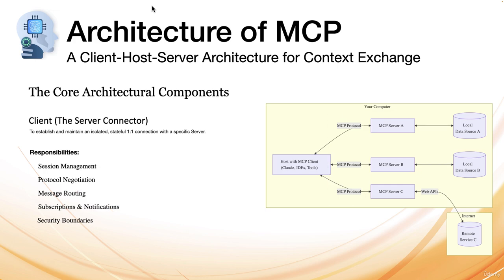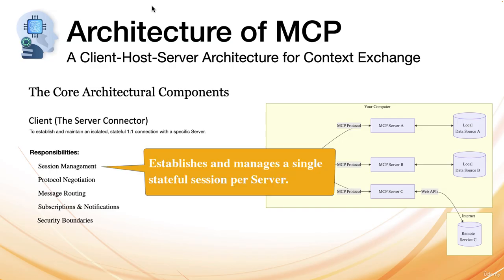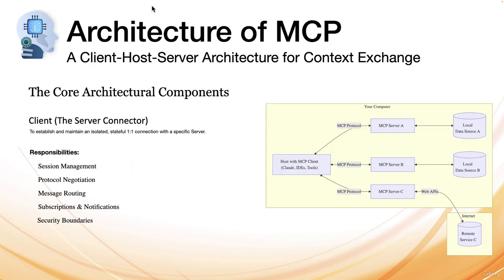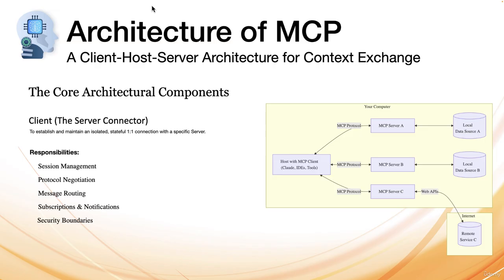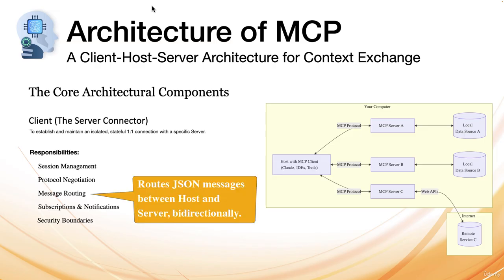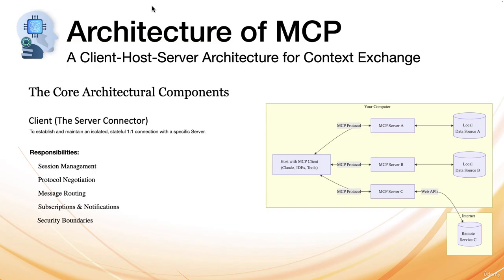What are its responsibilities? Some of the responsibilities of a client in MCP architecture are session management, which establishes and manages a single stateful session per server. Protocol negotiation handles the initial handshake, protocol version negotiation, and capability exchange with its connected server. Message routing routes the MCP messages bidirectionally between the host and its connected server.